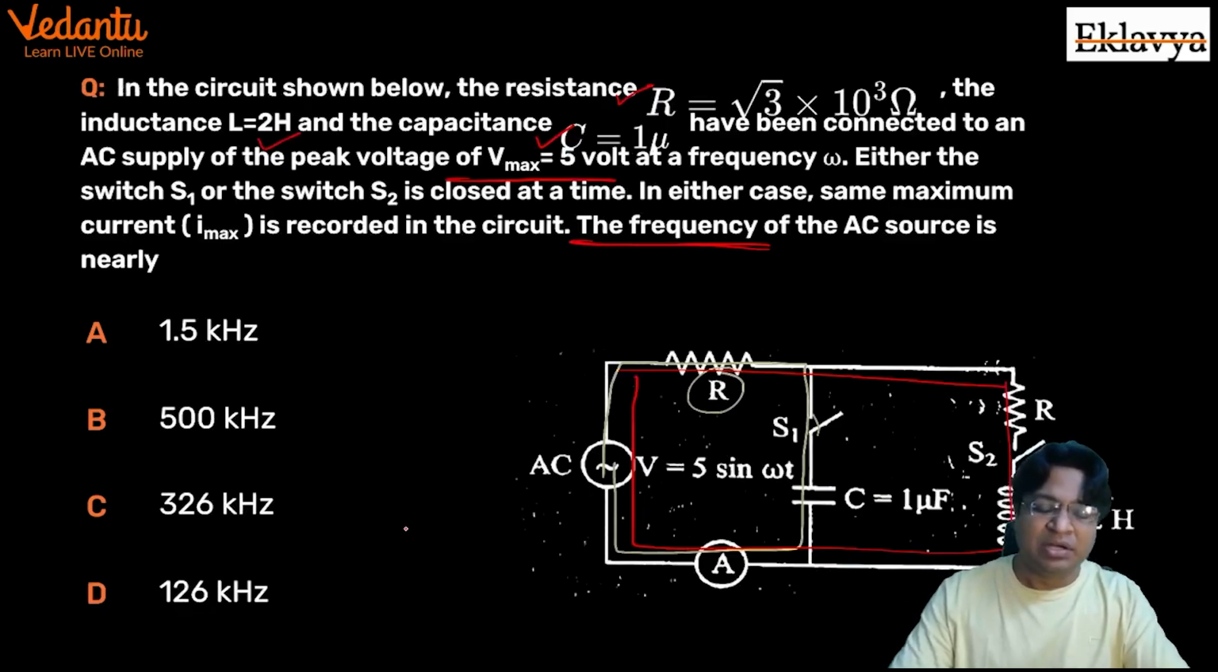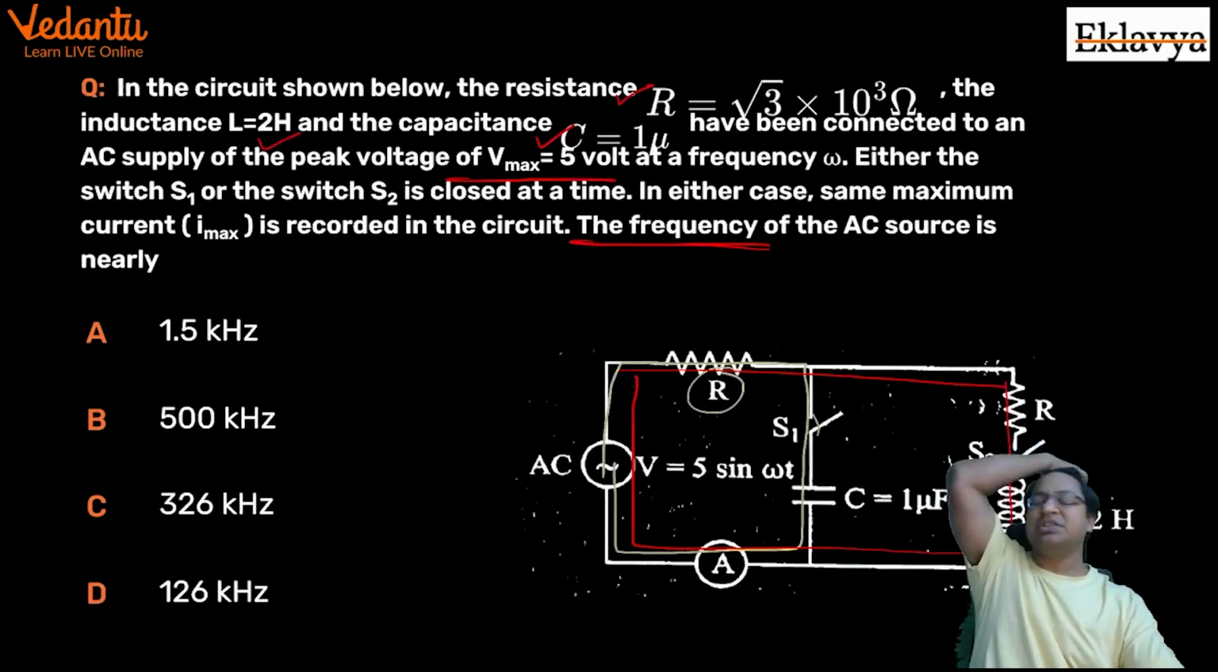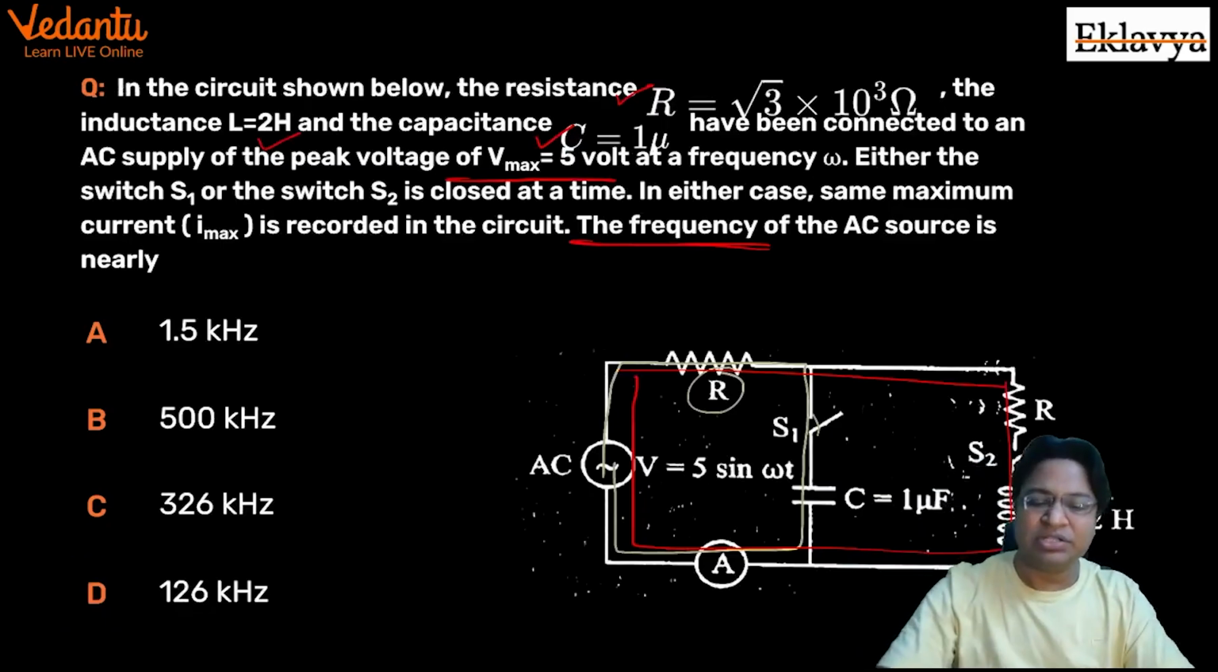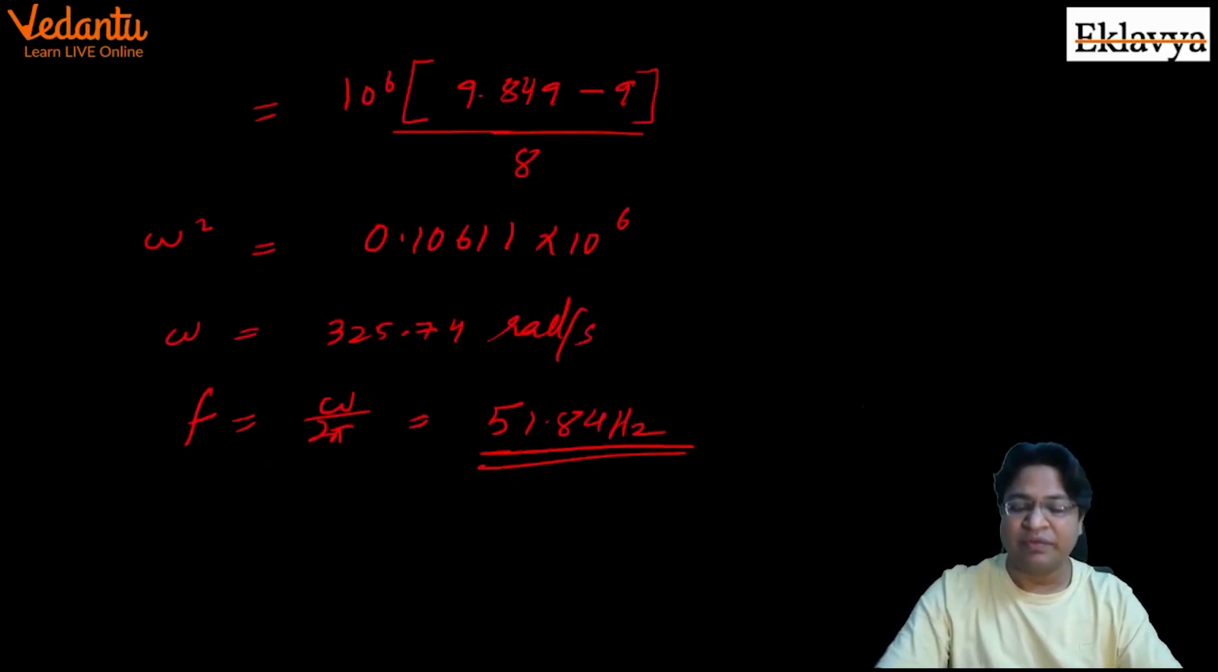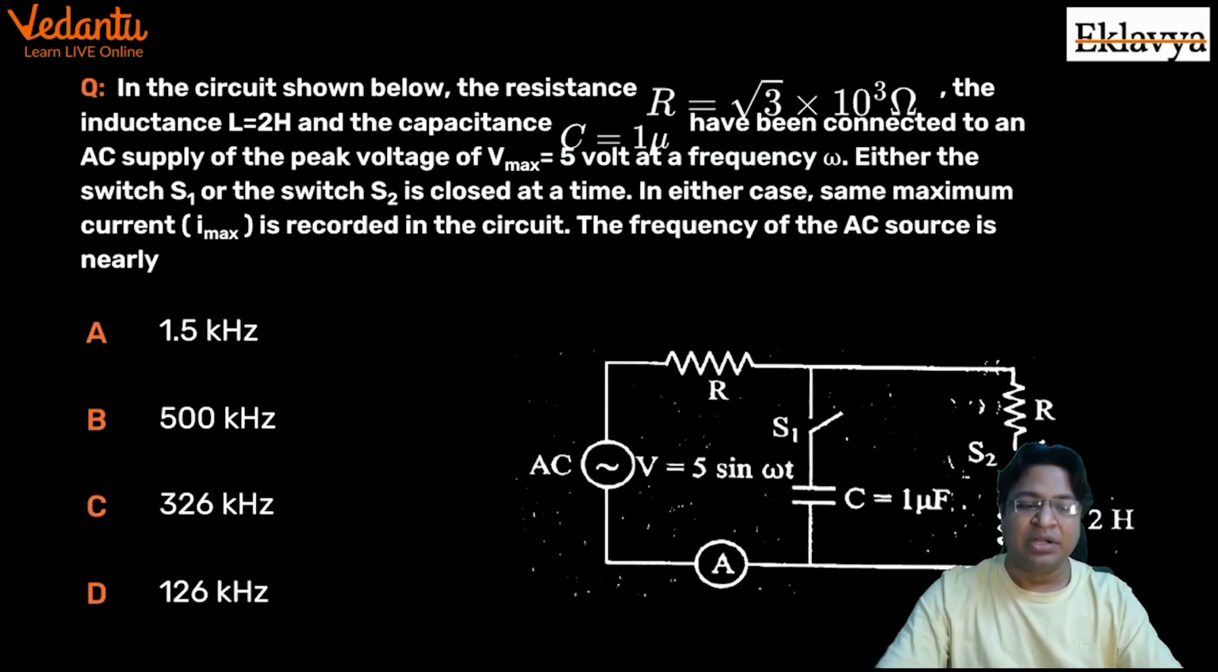All right, standard question from alternating current series RLC circuit. This is not a series circuit, but because we are closing only one switch at a time, effectively the circuit that we are solving is a series circuit. So for this question I think bonus needs to be awarded. The correct answer would be 51.84. All right, now I'll go to the next question.